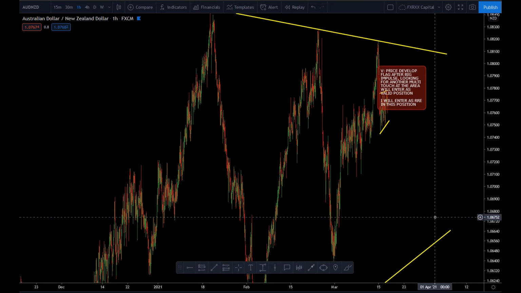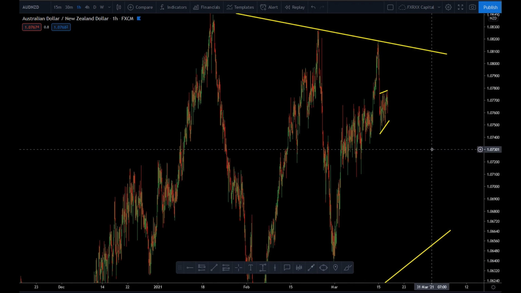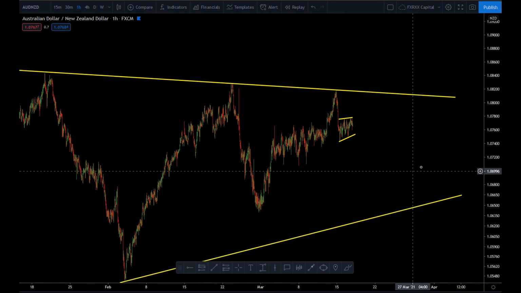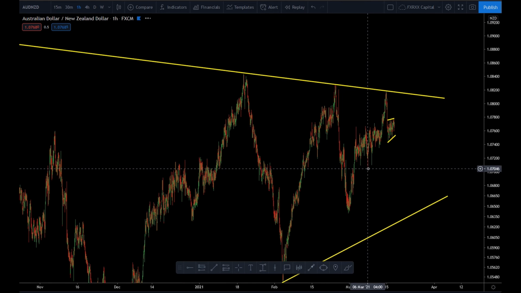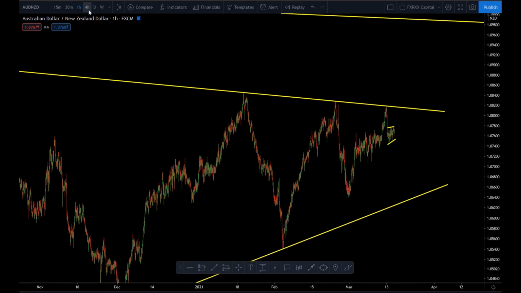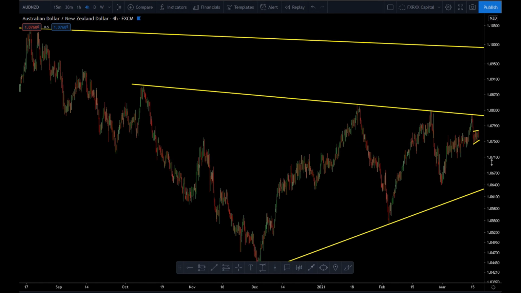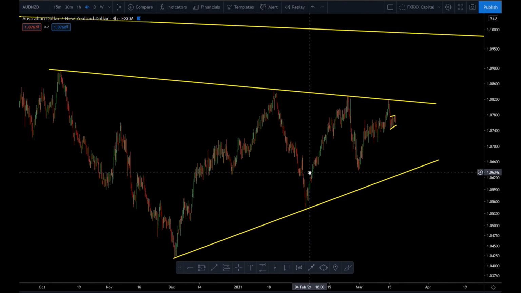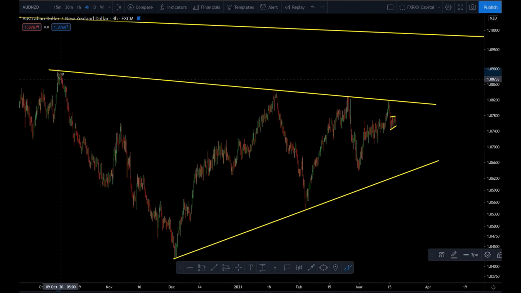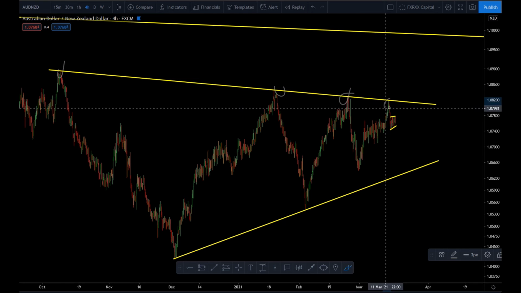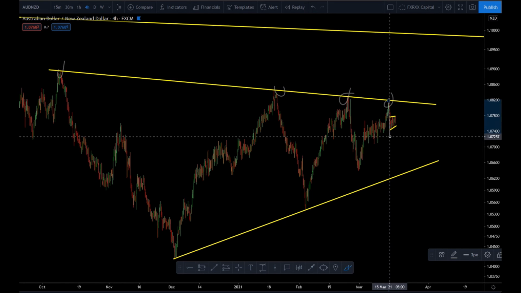Next pair, one of the valid positions that I'm looking for is AUD NZD. AUD NZD, we see the price has quite a clean structure, very clean structure. If we move to the 4-hour time frame to see the clear picture of this position, price is approaching the first touch, second touch, third touch, and fourth touch. So price moves exactly impulsive to the downside. So this is what I'm looking for in this position.